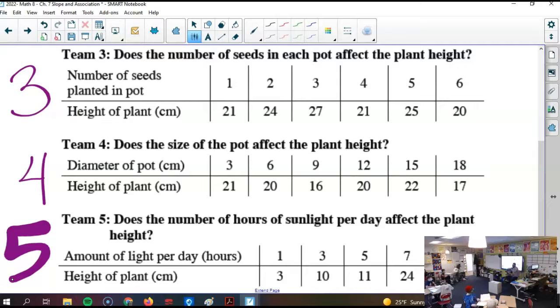So we would have seeds as our x-axis, as our input, and the height would be the y-axis as the output value. Same thing with size of pot. We'd have the size of the pot as the x-axis, the height of the plant as the y-axis, to say, does this get impacted by this? Same thing with hours of sunlight. Hours of sunlight would be your input, or your x, with height of the plant being output, or y. Almost always, unless CPM is being a jerk, it's x, y, x, y, x, y.